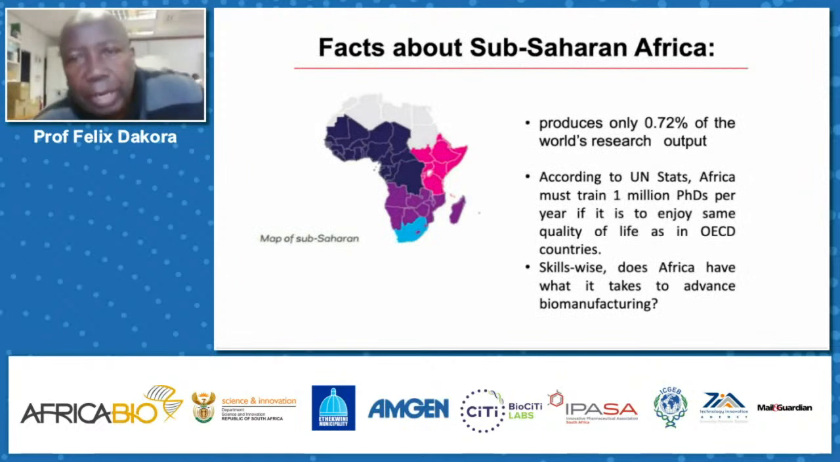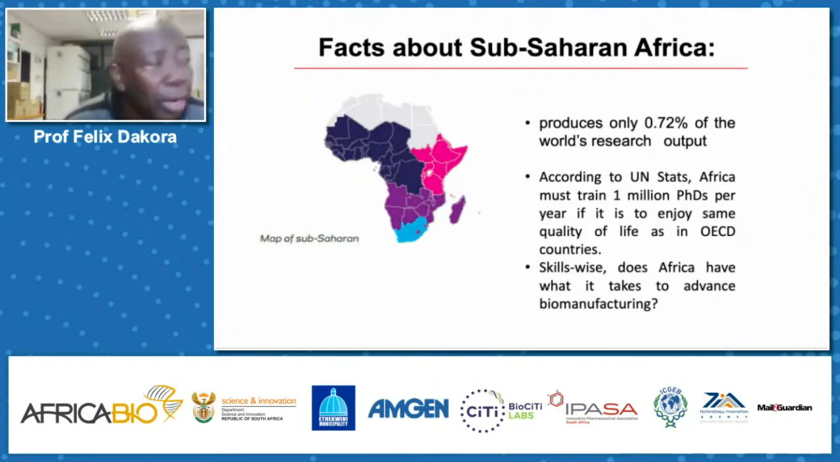So this slide gives a very quick summary of what the situation is in Sub-Saharan Africa in particular. Sub-Saharan Africa produces less than 1% of global knowledge. And according to recent UN statistics, Africa must train at least 1 million PhDs per year if it's to enjoy the same quality of life as in the OECD countries. So one can then ask the question, skills-wise, does Africa have what it takes to advance biomanufacturing? Next slide, please.